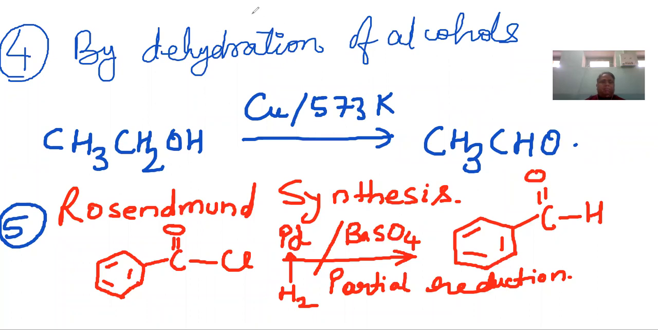Here BaSO4 acts as a poison or inhibitor, and it is a catalyst.